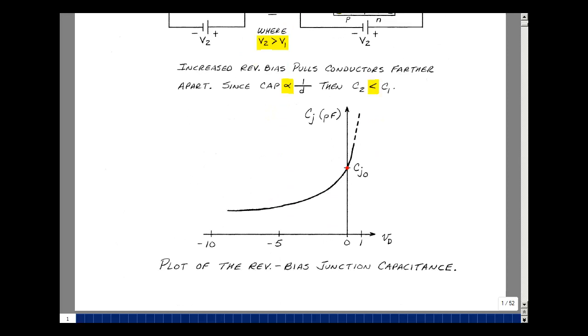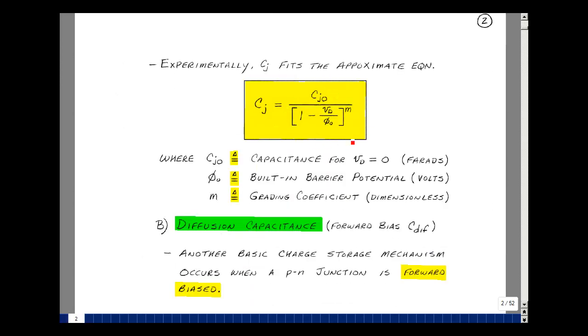Here's a plot of the reverse bias junction capacitance versus voltage. As the voltage goes negative, the capacitance gets smaller and smaller. Eventually it levels out. You can go slightly positive and still not be forward biased. That's what this part is over here. And eventually we're going to forward bias the diode, and that's going to be another kind of capacitance. This equation here is an approximation to the graph on the bottom of page 1 that was found experimentally.